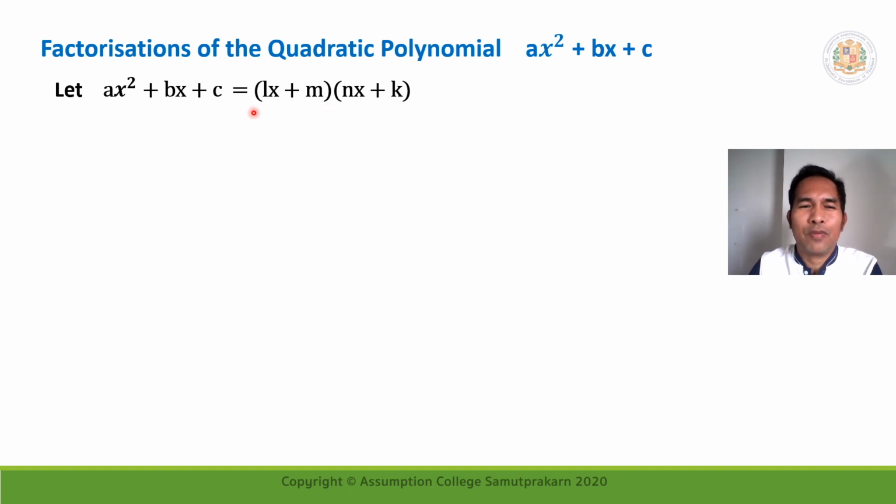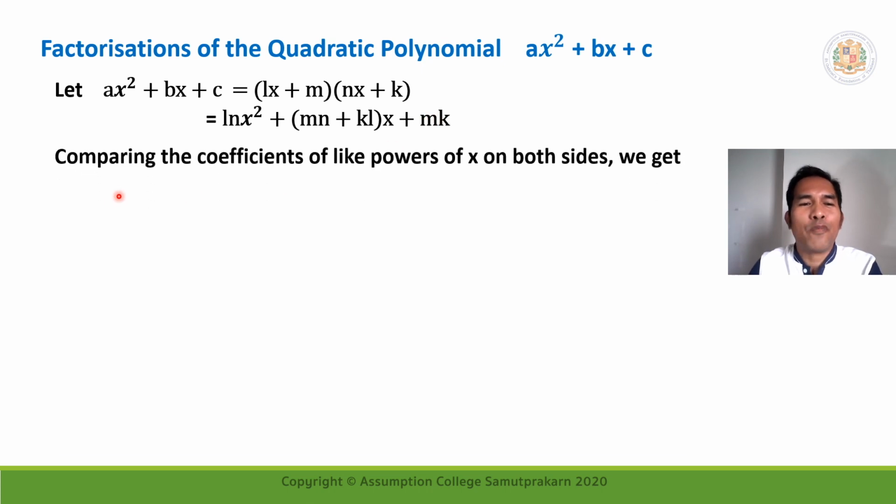FOIL is first, outer, inner, last. Using FOIL, we have here lx times nx, so ln x squared. Lx times k is kl, and we take out from the bracket x. Then mx times n is mn, and we have here x. Then m times k, we have here mk. Comparing the coefficients of like powers of x on both sides. So we compare both sides.